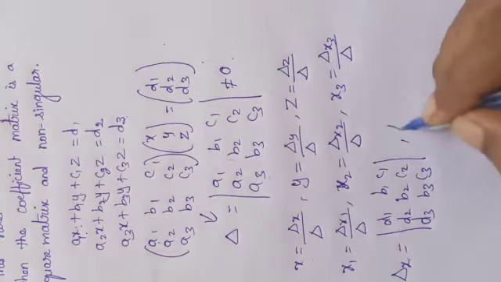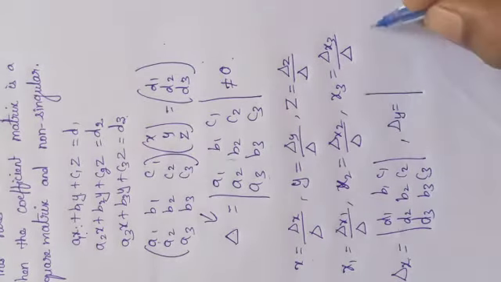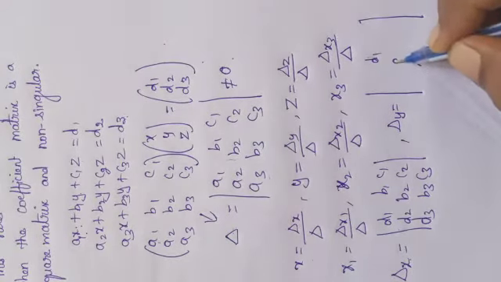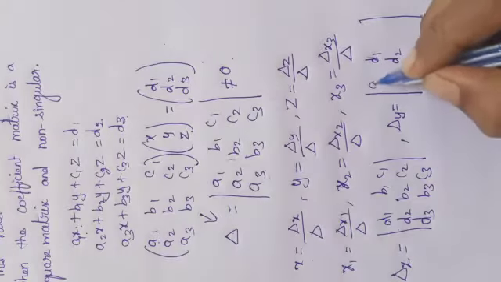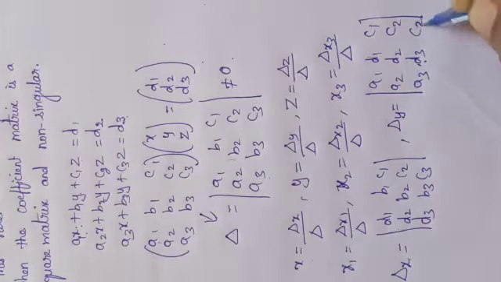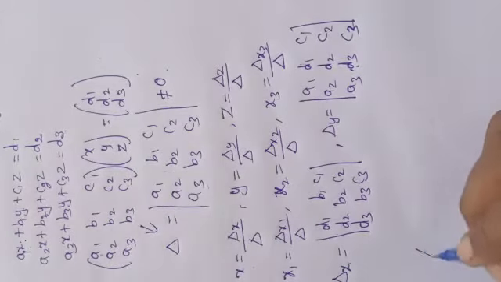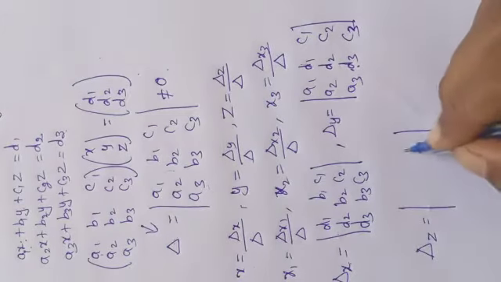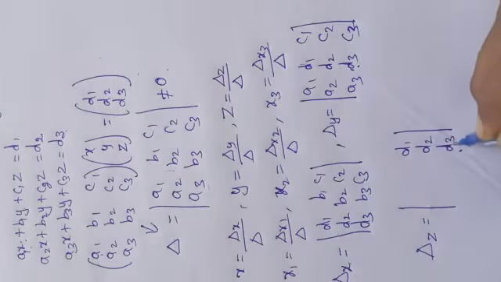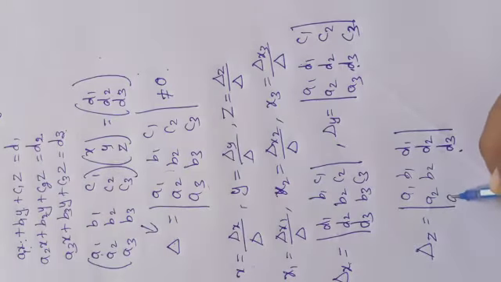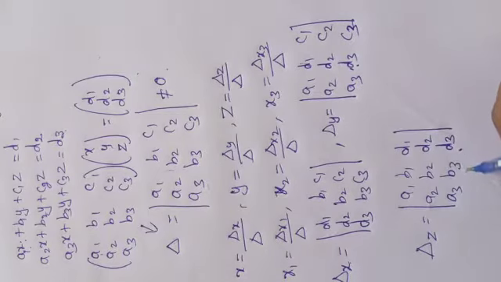Same way, what is delta y? That means in place of y, the middle column, we have to substitute the constant matrix d1, d2, d3. The remaining will be the same. So it is understood how to find delta z, isn't it? Delta z means in the z coefficients, we have to substitute the constant values. The remaining will be the same: A1, B1, A2, B2, A3, B3.